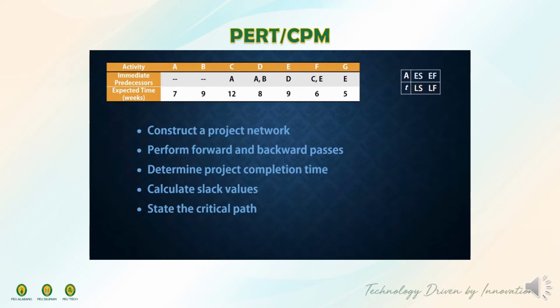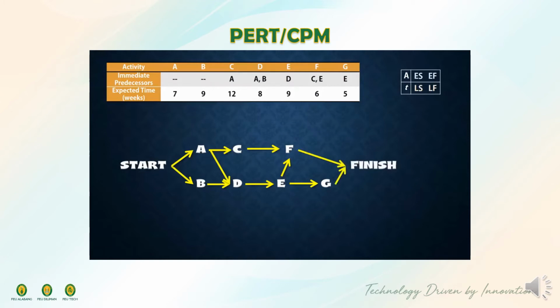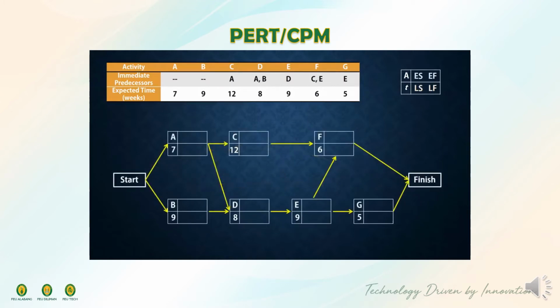I usually like to start with a sketch to make it easier when drawing the full network. Activities A and B have no predecessors, so they can begin at start. Activity C needs A to be completed before it can start. D needs both A and B completed. E needs D, F needs C and E, and G depends on E. Since F and G have no successors, they go to finish. So here is the network with the activity nodes displaying the letters and times.